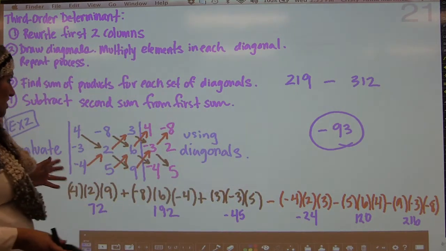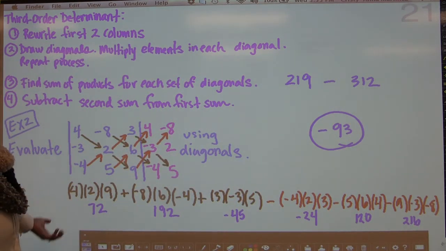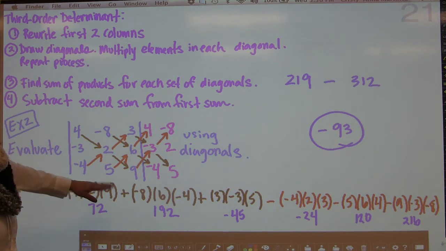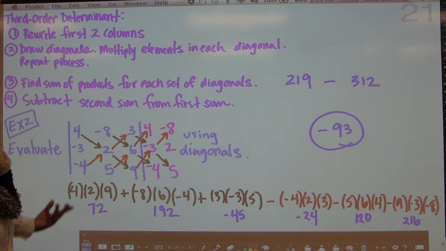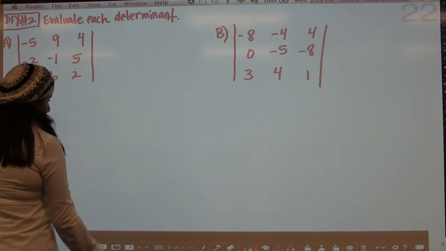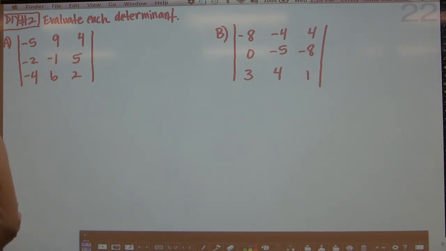So you can choose to do whichever way you want. I just think it's easier to put the plus, plus, plus, minus, minus, minus. But if you don't want to do it that way, you can do it the other way. So that's how you do a third order determinant. So now we'll have you try these two on your own.